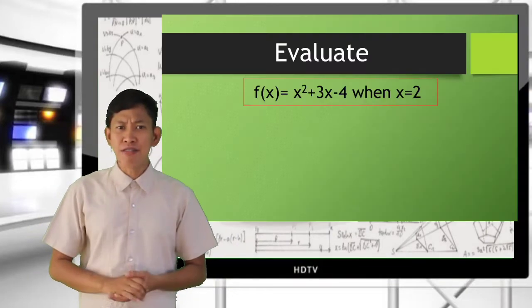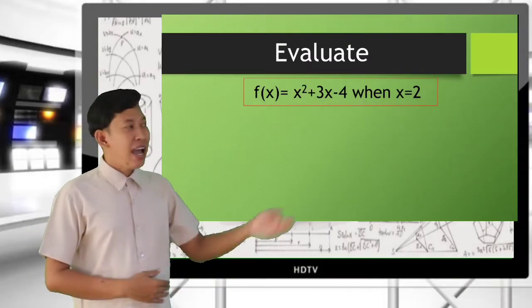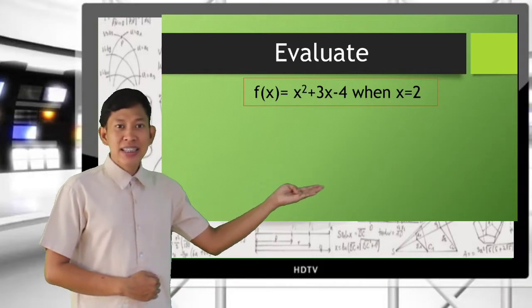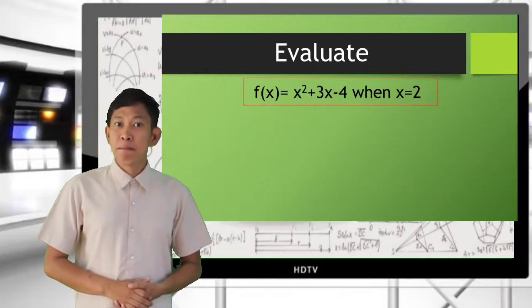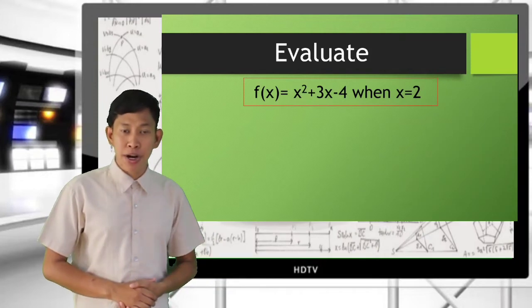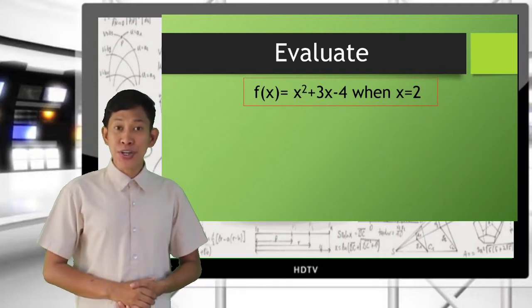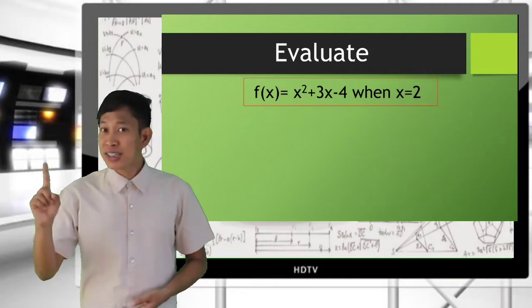Okay, let's have another. Evaluate f of x is equal to x squared plus 3x minus 4 when x is equal to 2. So what's the first step?